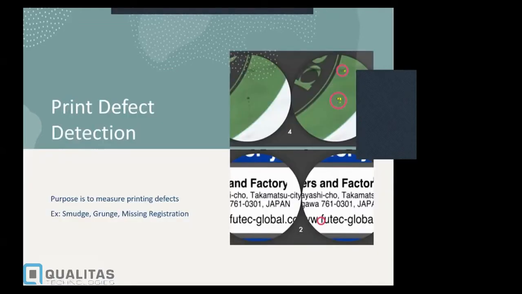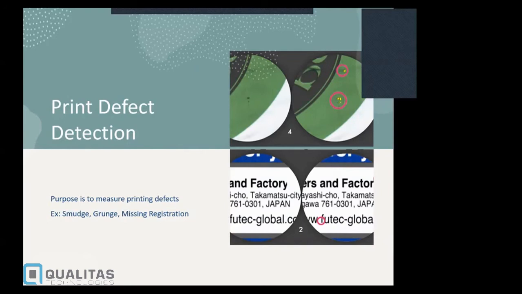Okay. Now, as I said, a specialized form of flaw detection is print defect detection. Now, why do I call it that? What is print defect detection? It is to identify printing defects. And what are printing defects? It could be smudges, missing registration. It could be extra marks on a particular print. It could be misprints of certain characters.